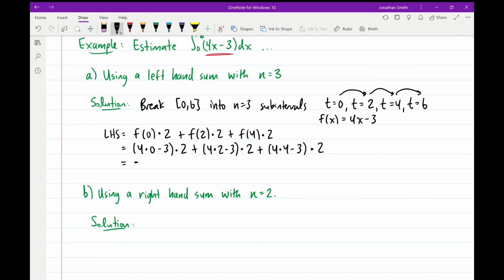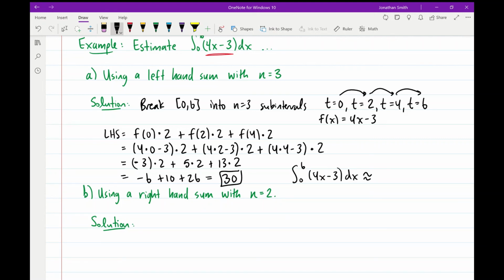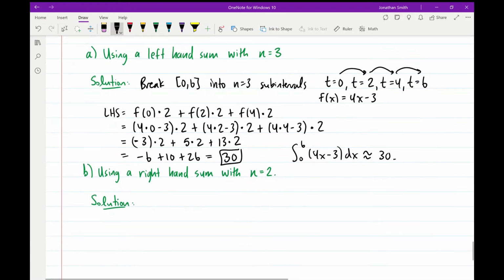I can simplify. I get a minus 3 times 2 plus a 5 times 2 plus a 13 times 2, and this will give me a minus 6 plus 10 plus 26, and I should end up with a 30. So in this case, this definite integral from 0 to 6 of 4x minus 3 dx is approximately 30, using this left-hand sum with 3 different subintervals.